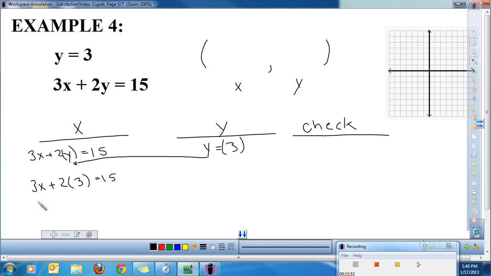Now I'm going to simplify. I have 3x plus 2 times 3 is 6 equals 15. Now you should see that this is a two-step equation. We need to solve for x. So first I'm going to undo my plus 6 because I'm using reverse GEMDAS. So I have 3x equals 9.